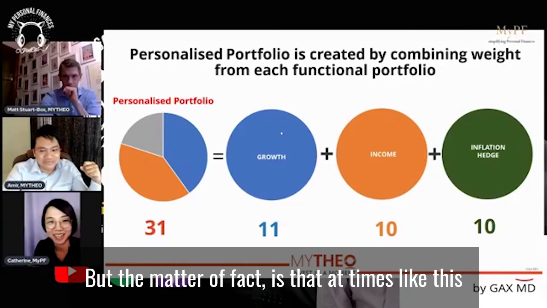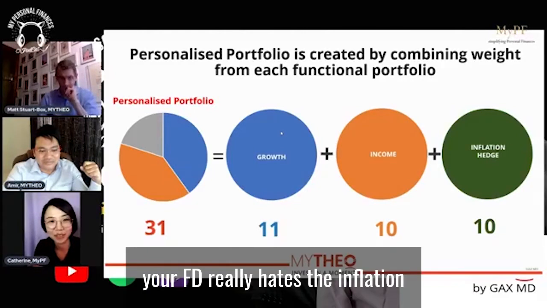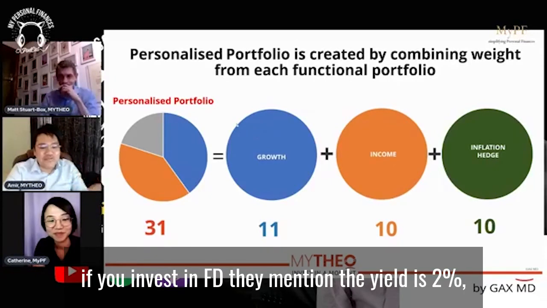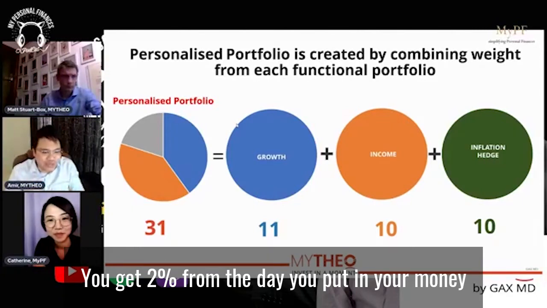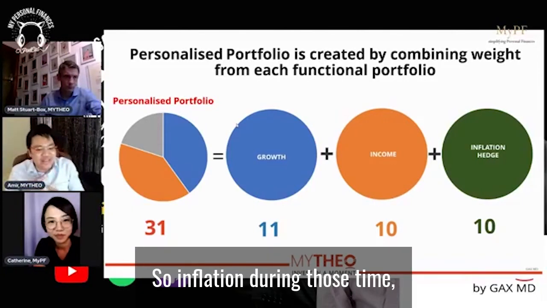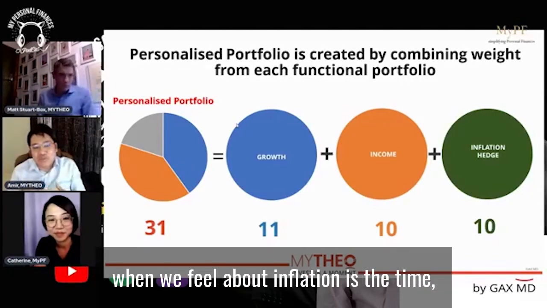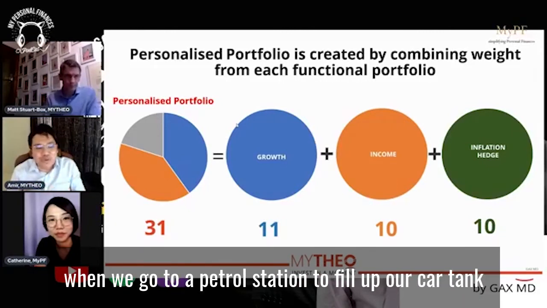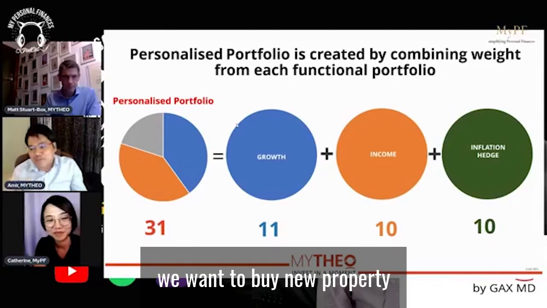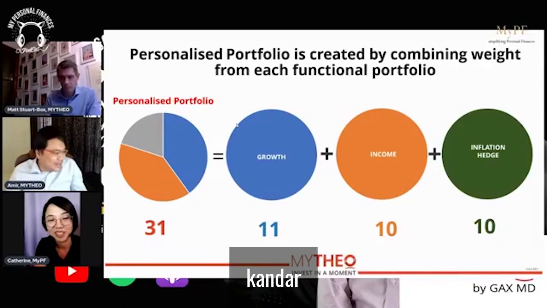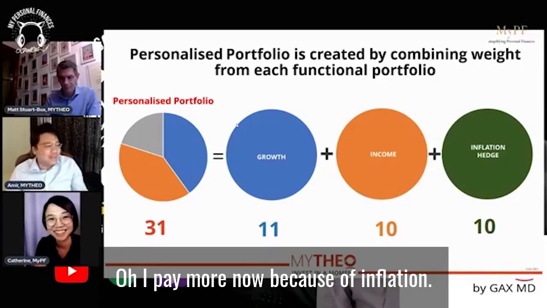But the matter of fact is, at times like this, does your FD really hedge inflation? An FD basically brings you a flat earning. If you invest in an FD and they tell you the yield is 2%, you get 2% from the day you put in your money until the day you withdraw. During that time, inflation could move up or down. We feel inflation when we go to the petrol station to fill up our car tank, or want to buy a new property, or go to the kedai mamak to buy nasi kandar. We ask, why am I paying more now? That's all because of inflation.